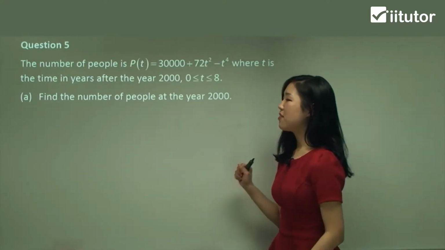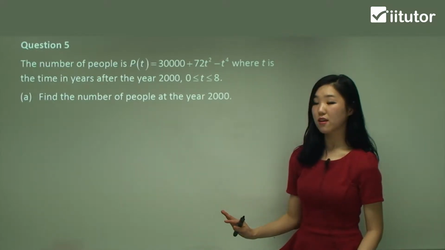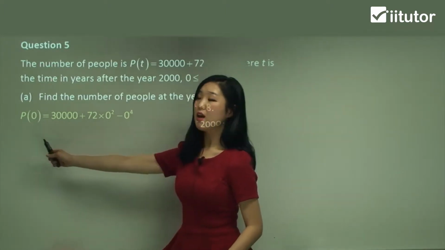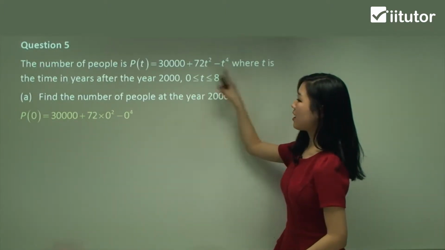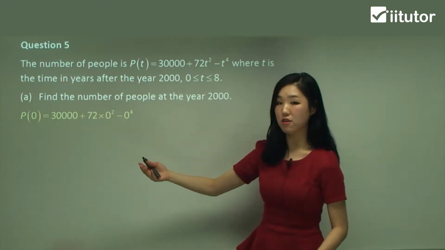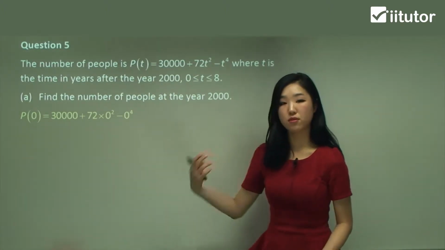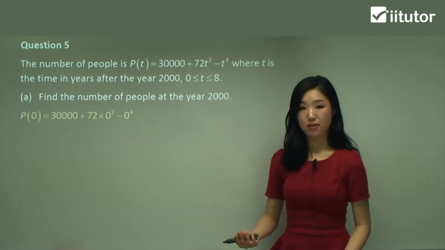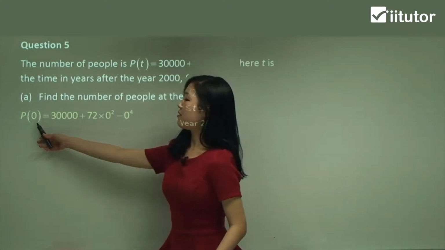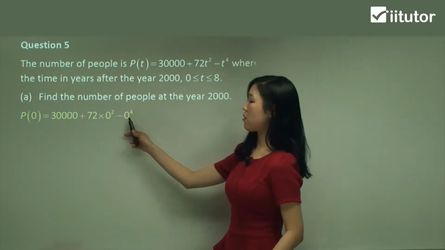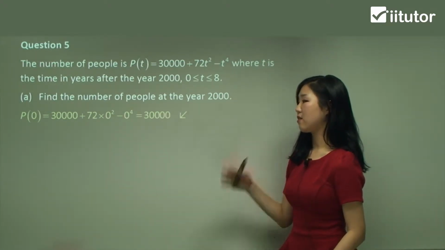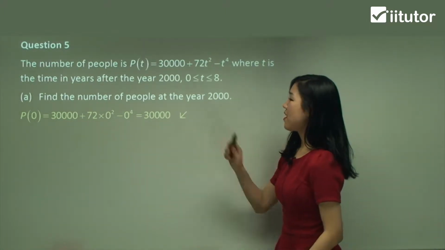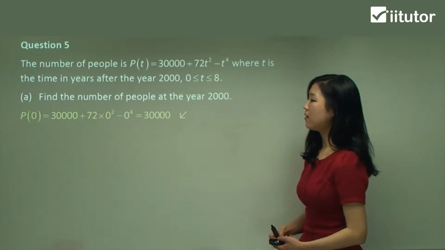Now part A, find the number of people at the year 2000. At the year 2000 the time is 0. Because T is the time in years after the year 2000, 2000 is just 2000 plus 0. There's no years after that, so T is just 0 at the year 2000. So I've put T equals 0 into this expression, so sub in 0 into all your T's and you should calculate 30,000. That's the initial amount of people, the number of people when T equals 0.